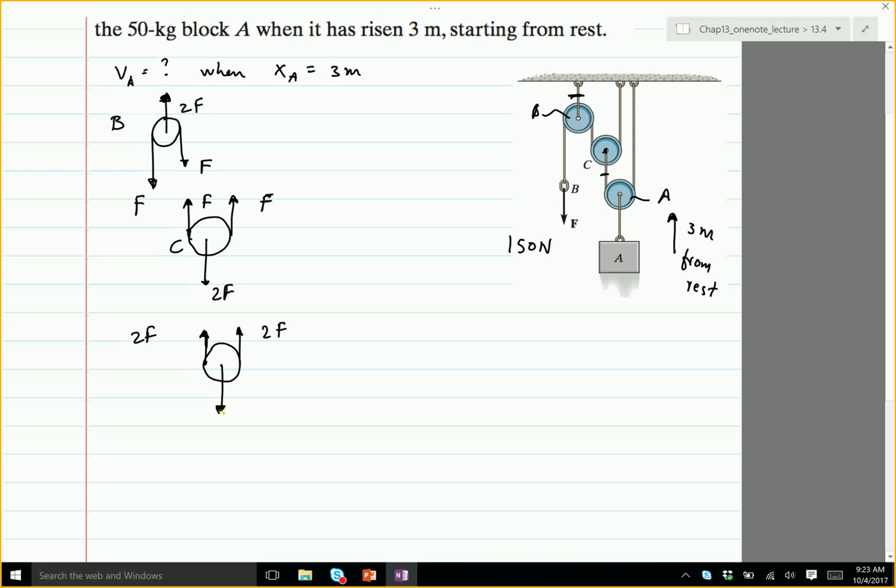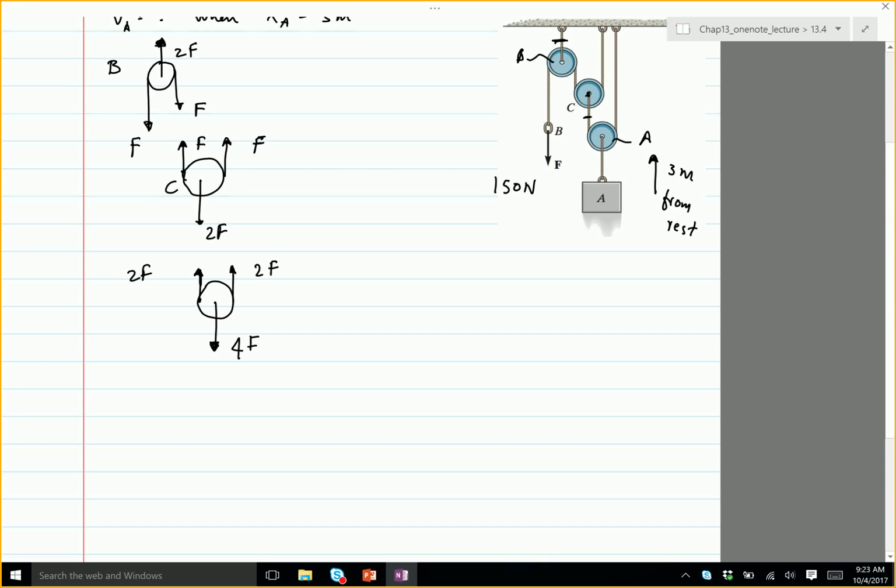And then this force here is going to be what? What's this force? 4f. Yeah. And then finally, the mass A has 4f upwards, because coming from the same string, and then there is m a g downwards.